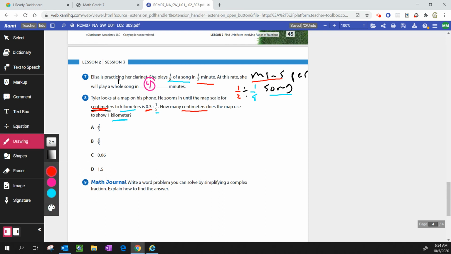So I need centimeters per kilometer. So centimeters is going to come first. So I got 0.3. And then I'm going to go divided by, and then I got 1/5. And so then I can put that in my calculator, 0 and the decimal point, 3 divided by 1/5. And you get your final answer of letter D.